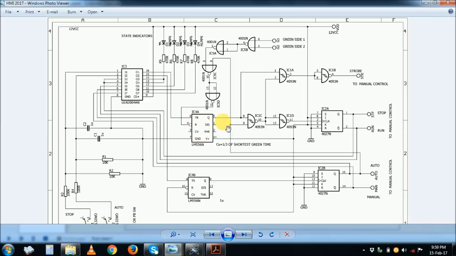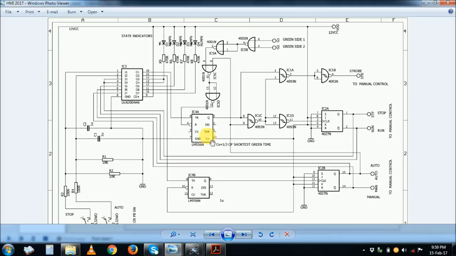monostable. So the strobe becomes high for some time, the time determined by that factor, remember, which you can make it actually maybe even half the shortest time, so that you allow cars to pass before you actually change direction, or equal to the shortest. Depends on how you choose it. So the strobe becomes a high and then goes low, determined by that time.